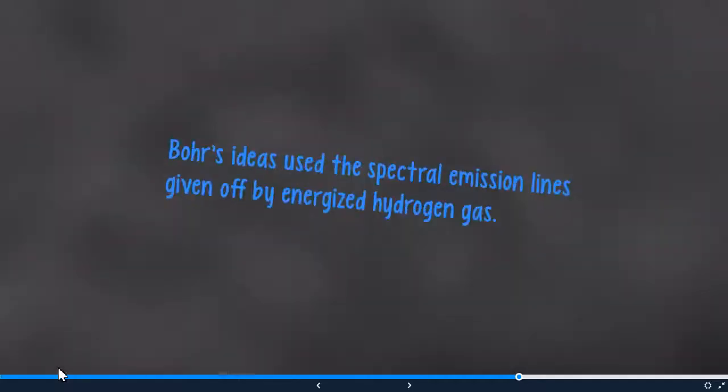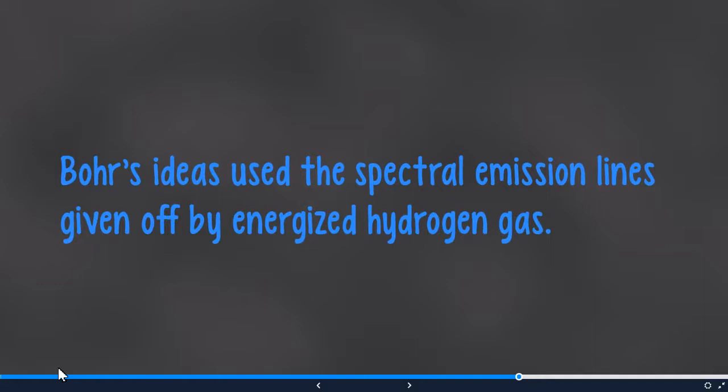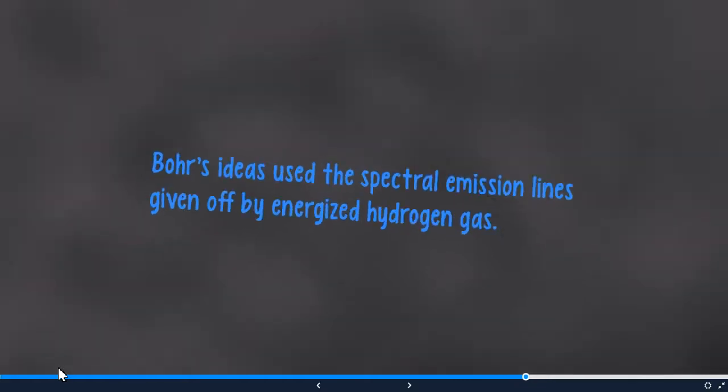Okay, and Bohr starts looking into some things by looking at hydrogen gas. He energized it much like the cathode ray tube. He put some electricity through it and he created this beam. And then he looked at them from the spectral emission lines point of view.